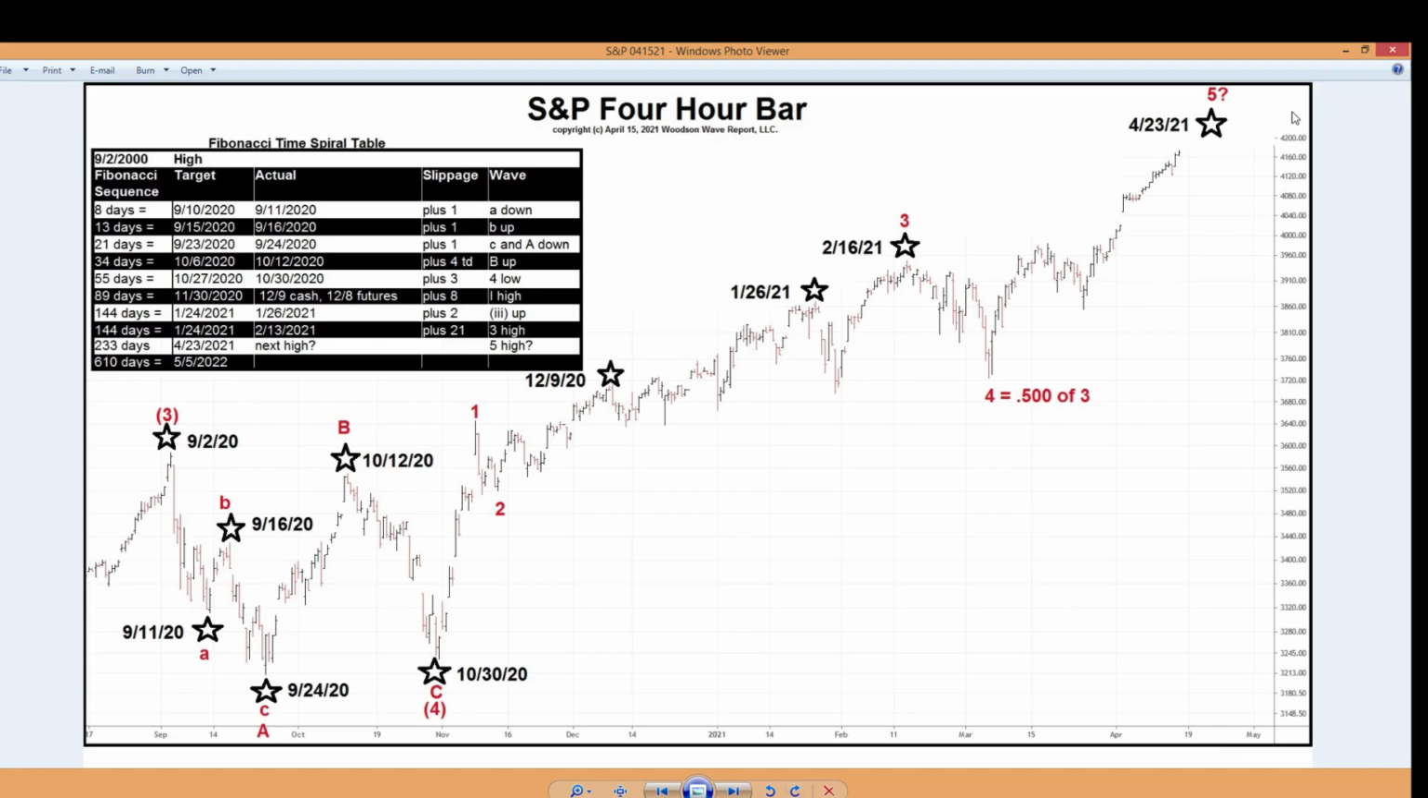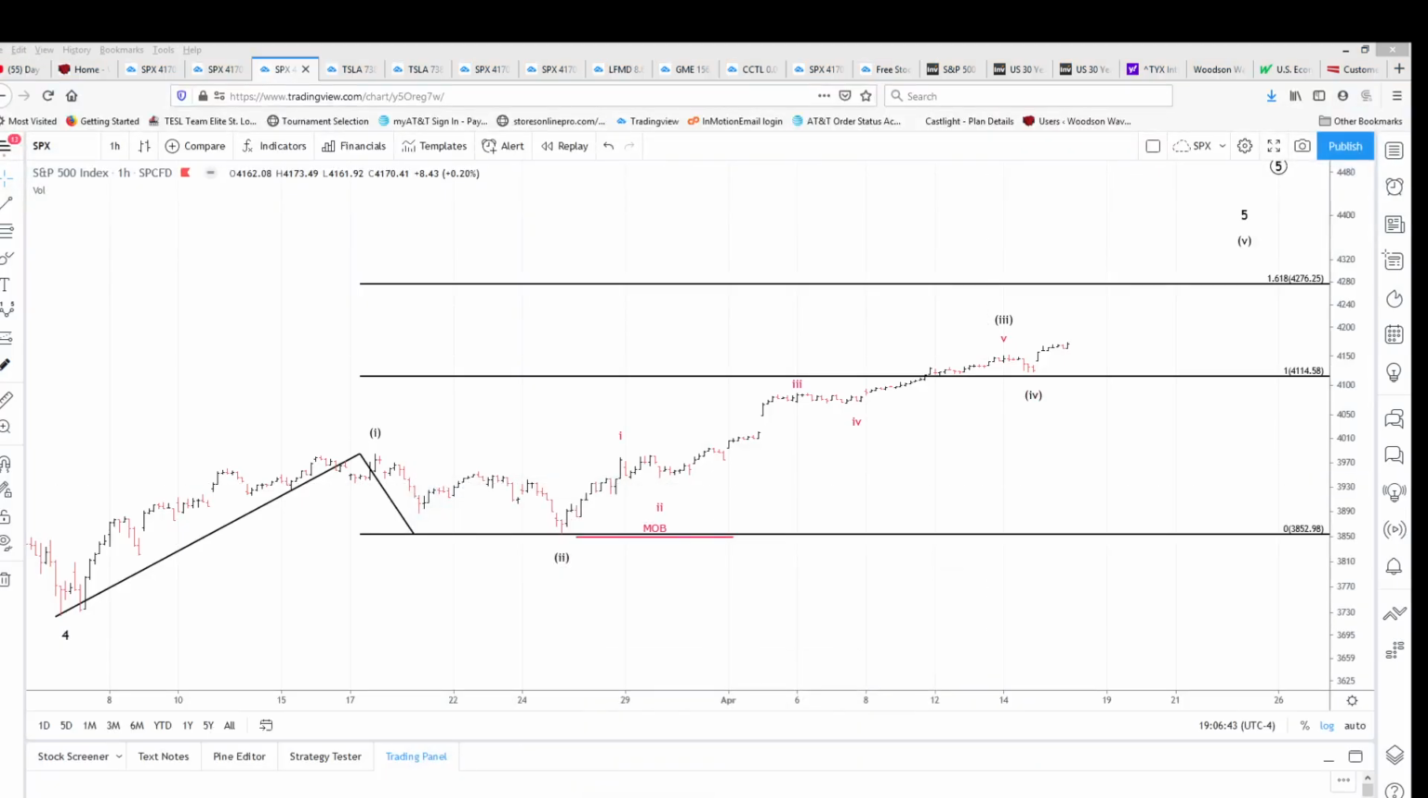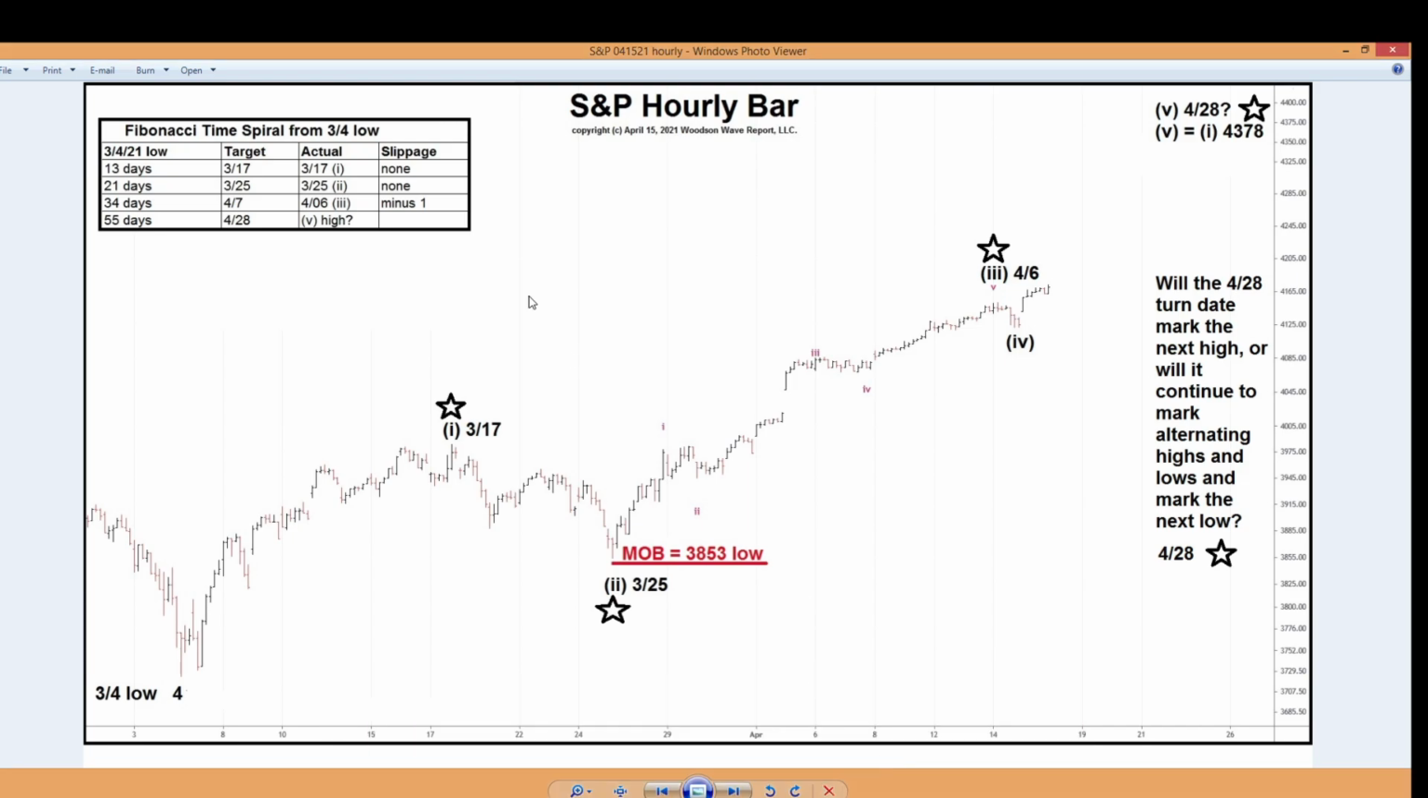Okay, we have another spiral. Let me get to that if I can. Now we're looking at an S&P hourly bar. And even though I've been doing this over 2 decades, this is the first time I put a spiral on a low. I don't know what caused me to do it, but I did. And I'm looking at the most recent low, as you guys saw, on March 4th. And of course, a Fibonacci 13 days later gave us a target date of March 17. Bang, caught the first wave high. A Fibonacci the next day in the sequence, next number in the sequence, 21, pointed to 3/25. Bang, we got a low.